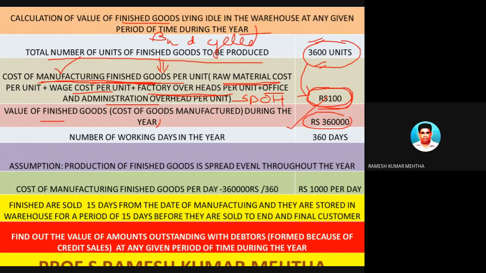Number of working days in the year. Out of 365 days, I assume that five are non-working days, which are holidays, and the remaining 360 days are the days on which production is carried out.